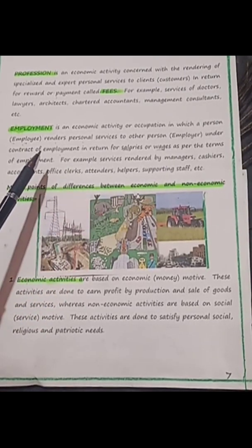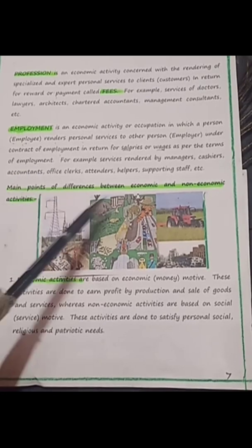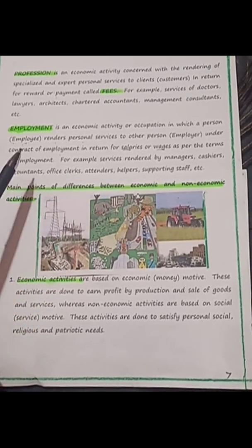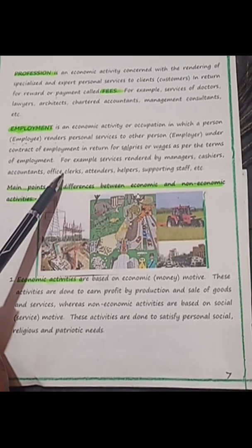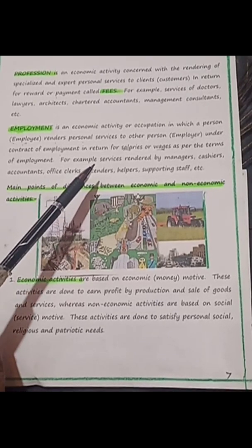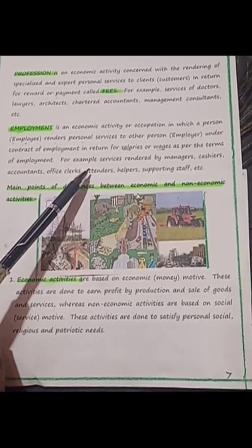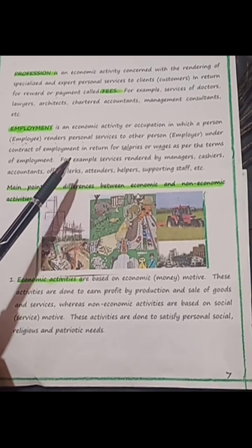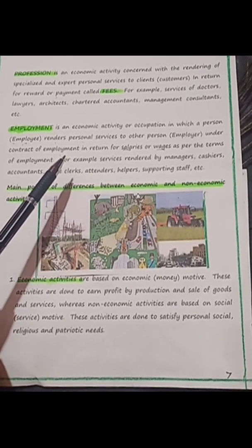So here we have two parties in employment. One is the employee, which is the worker. The other one is the employer, which is the owner. So it is an occupation where you get a reward called salaries or wages as per the terms of employment. Children, note an important point here. Employment provides financial freedom and decision-making power.